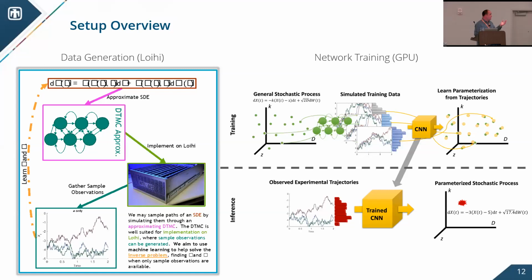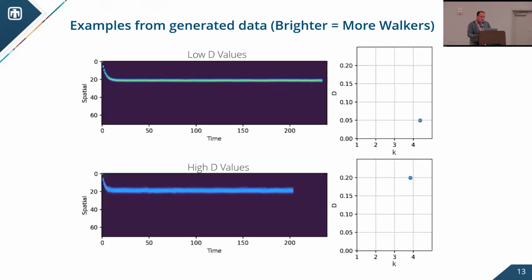Now's probably a good time to look at some data, because this is fairly abstract. So we're going to go through some examples of data. It's going to look noisy because it's stochastic. What we're going to look at is two samples simultaneously. The top here will be one sample, the bottom here will be another sample. The y-axis is a spatial coordinate, right? This is a 1D problem. The x-axis is time. So this is showing a trajectory over time. Brighter colors mean more walkers, darker colors mean fewer walkers.